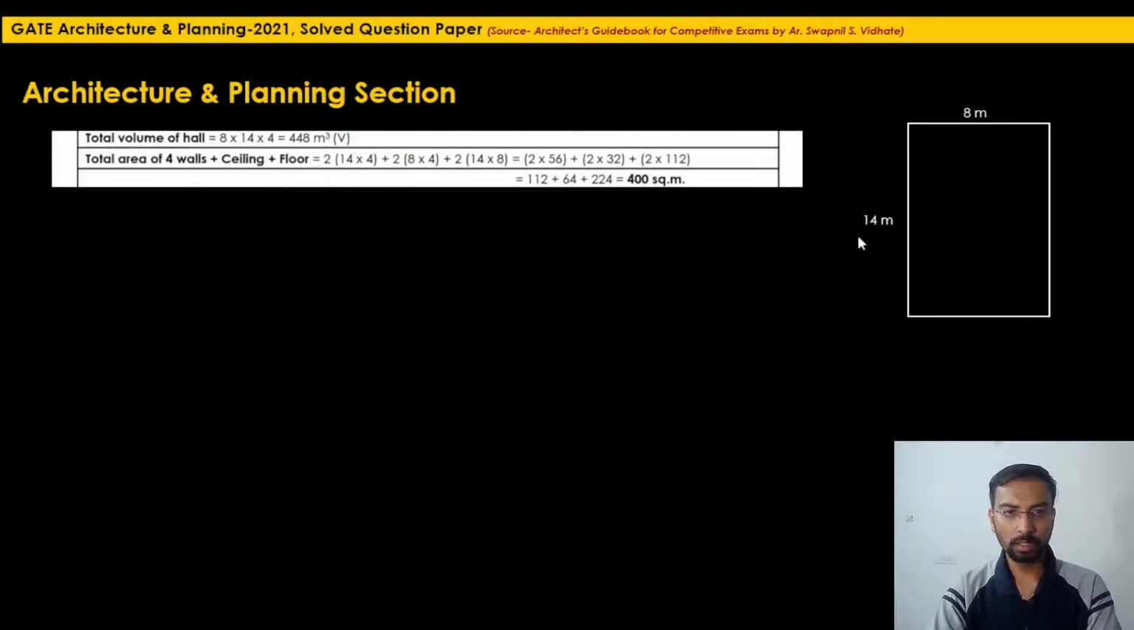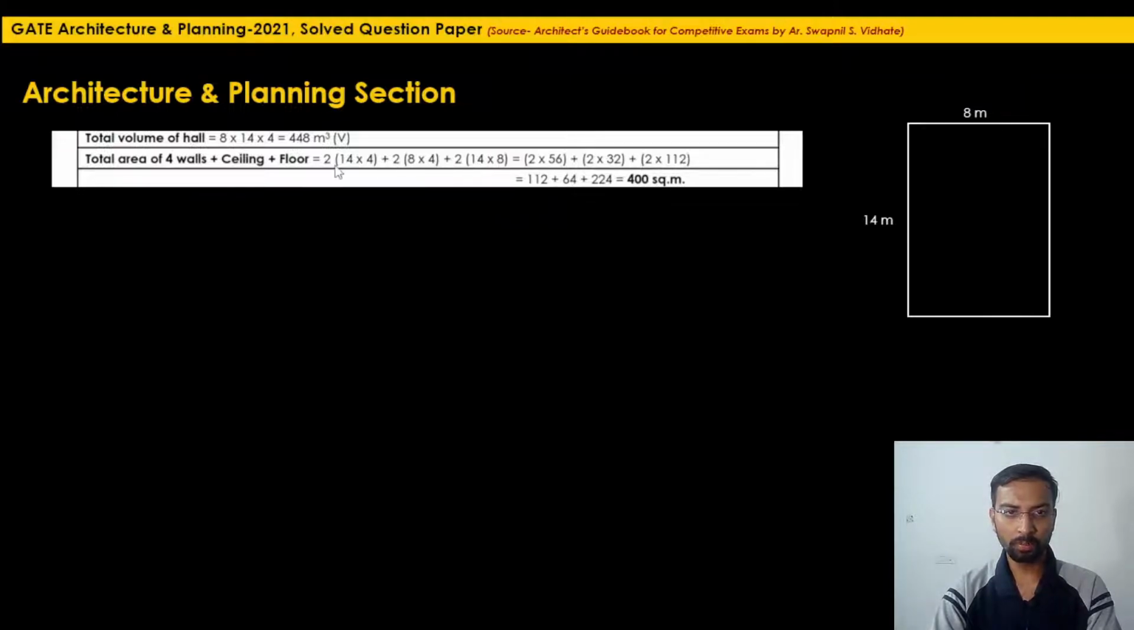Now there will be the ceiling, which will have dimension 8 by 14, right? Ceiling 14 by 8, as well as the floor, which will again be of the same dimension, 14 by 8. So we will just multiply with 2.